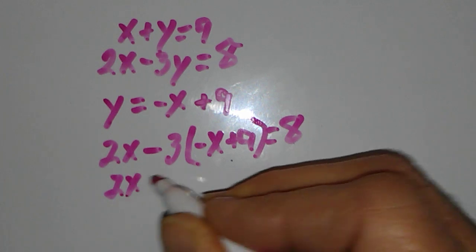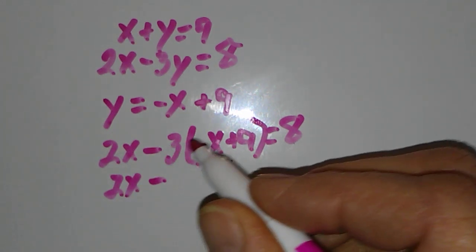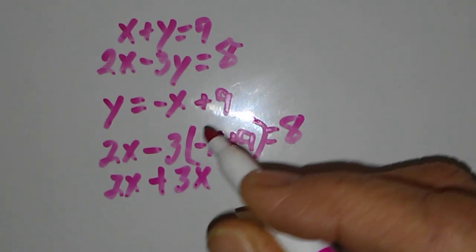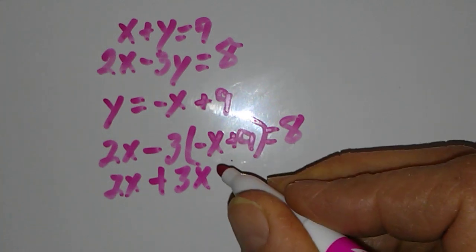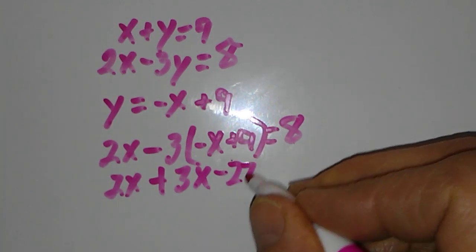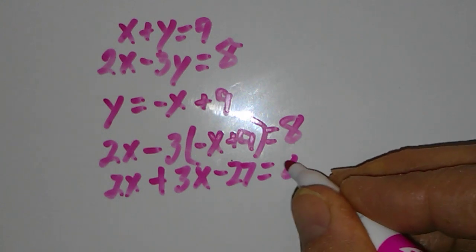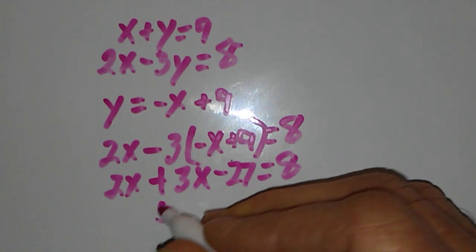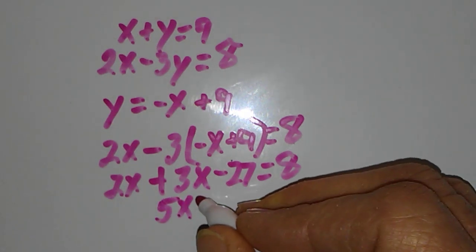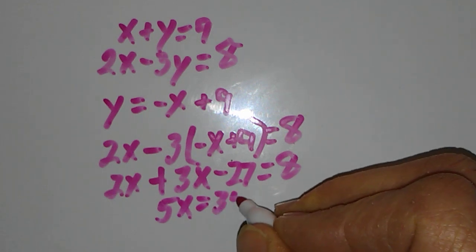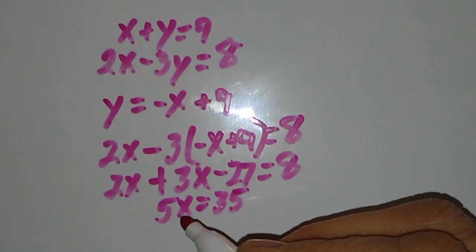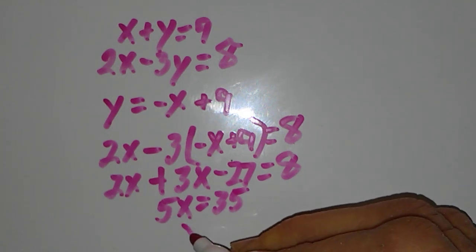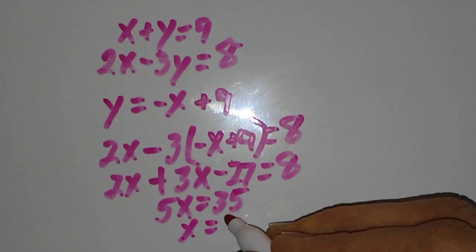2x minus, now you got minus 3 times minus x, that becomes plus 3x. And you got minus 3 times 9 is minus 27 equals 8. This one I think might come out nicer. 2x plus 3x is 5x equals 35. How do we get x? We divide by 5 because that'll give us 1x. 5x goes x equals, we divide the other side by 5, 7.